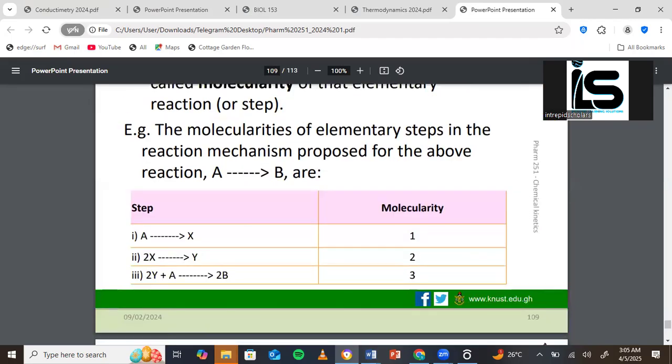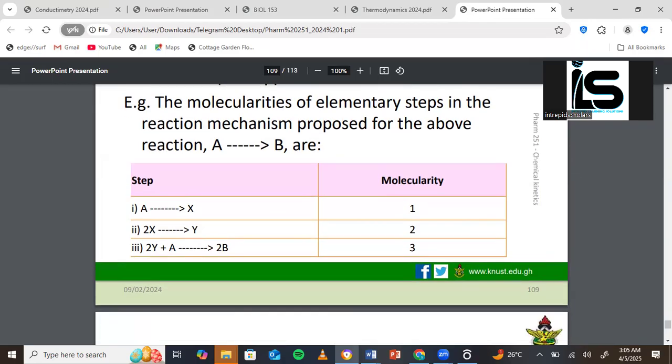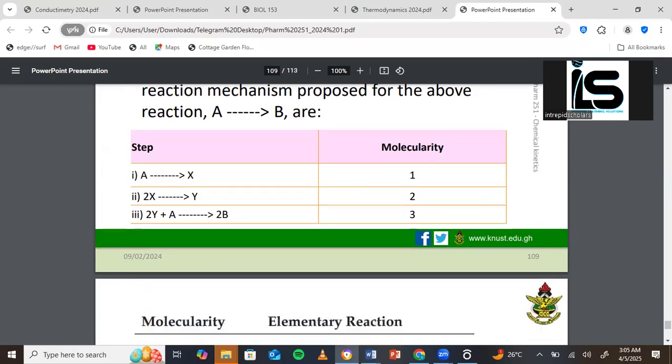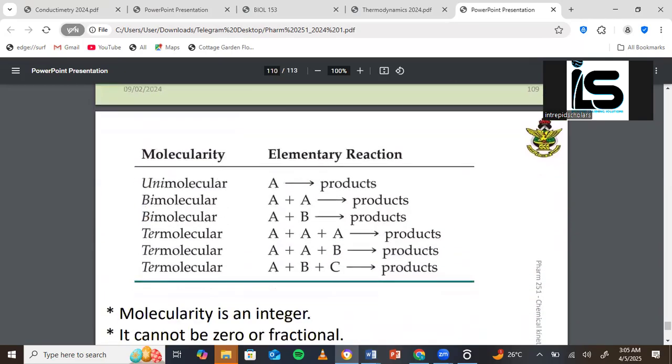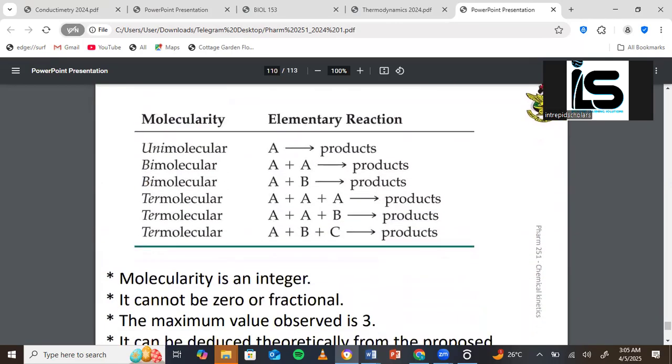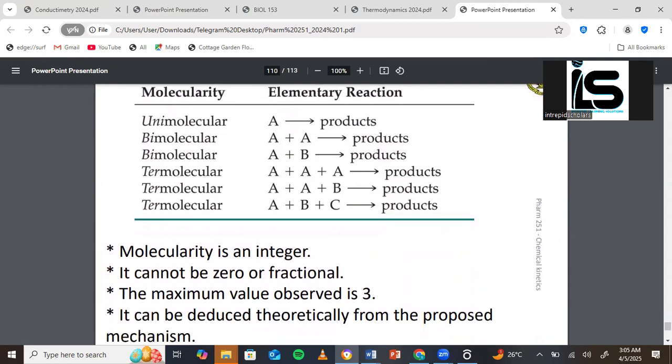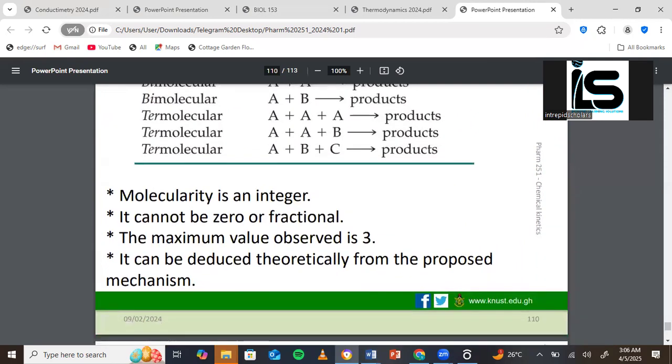And so if you look at step 1, it's only 1 mole of A, right? So the molecularity is 1. If you look at step 2, we have 2 moles of S. So the molecularity is 2, right? If we consider step 3, we have 2 moles of Y, and then we have 1 mole of A. So we have 3 in total. The molecularity is 3. We don't consider the product, we consider just the reactants, the amount of atoms in the reactants. Now, these are other examples for us to look at: unimolecular, bimolecular, termolecular.